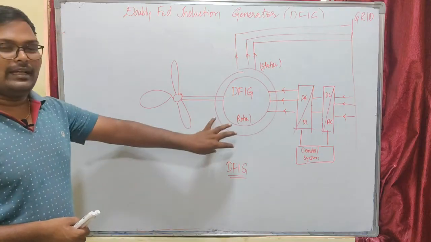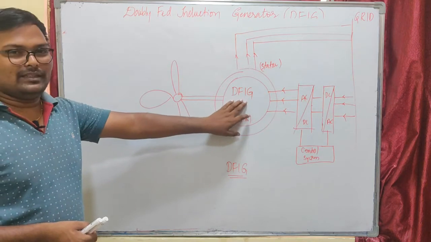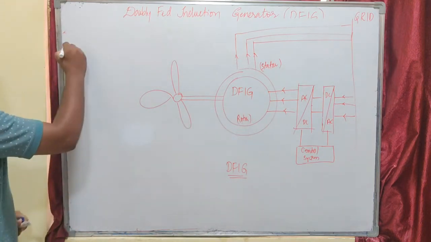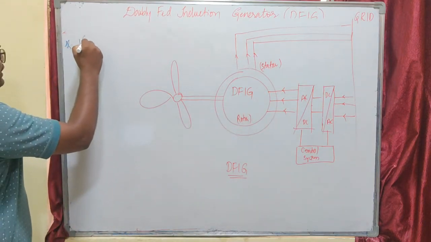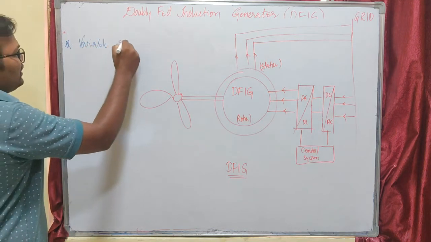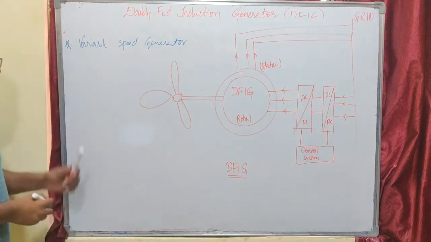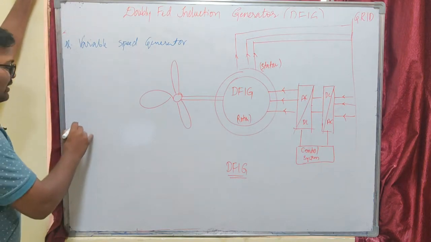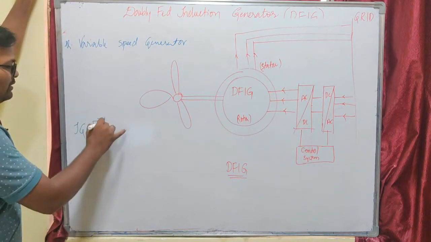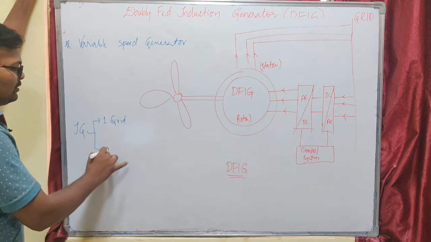So here is the block diagram to understand the doubly fed induction generator. As our doubly fed induction generator is a variable speed generator. It is a variable speed generator because, you have already seen the induction generator. So there are two types of induction generator. One is grid connected induction generator, another is isolated induction generator.